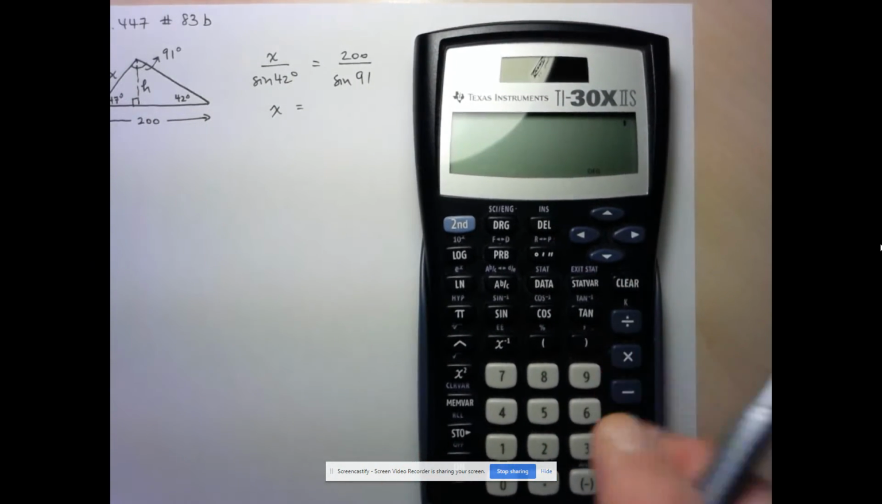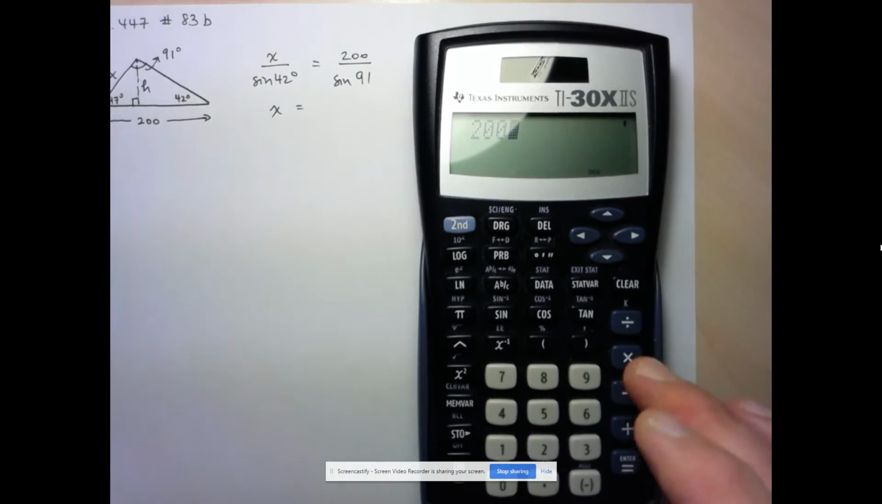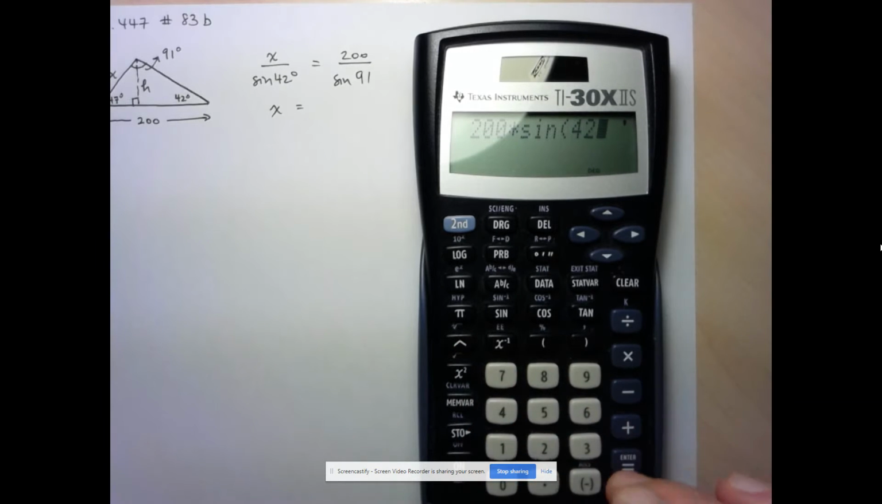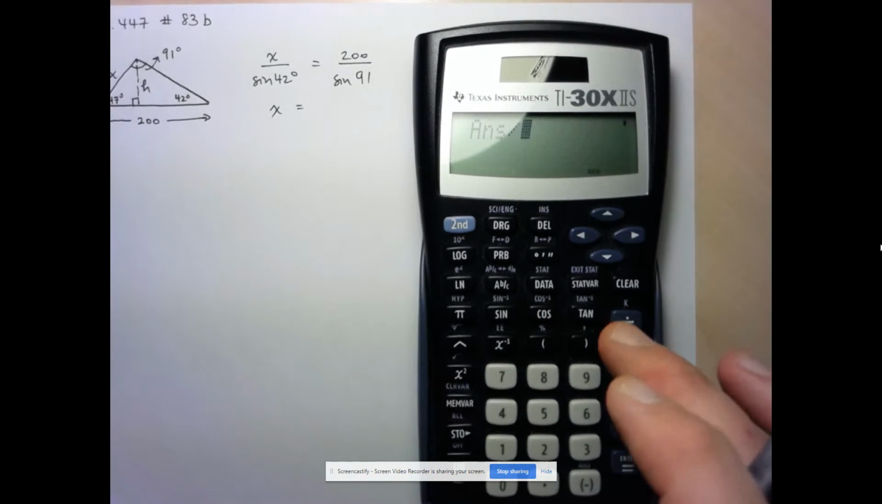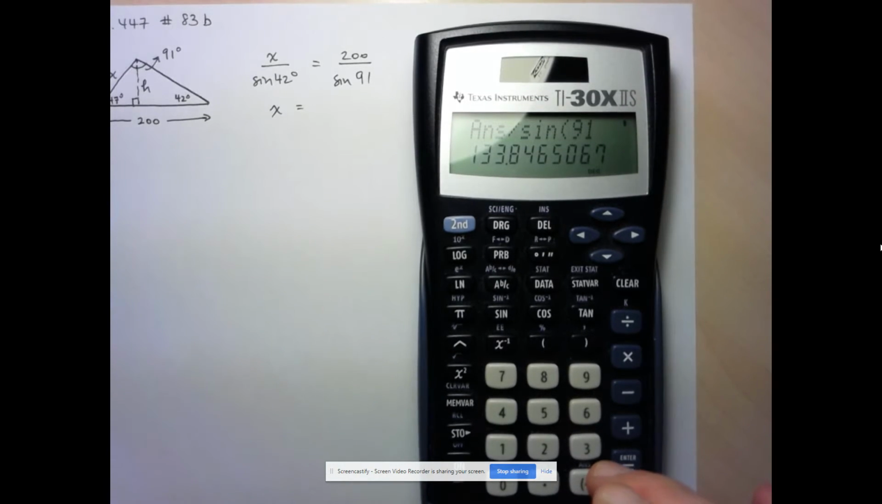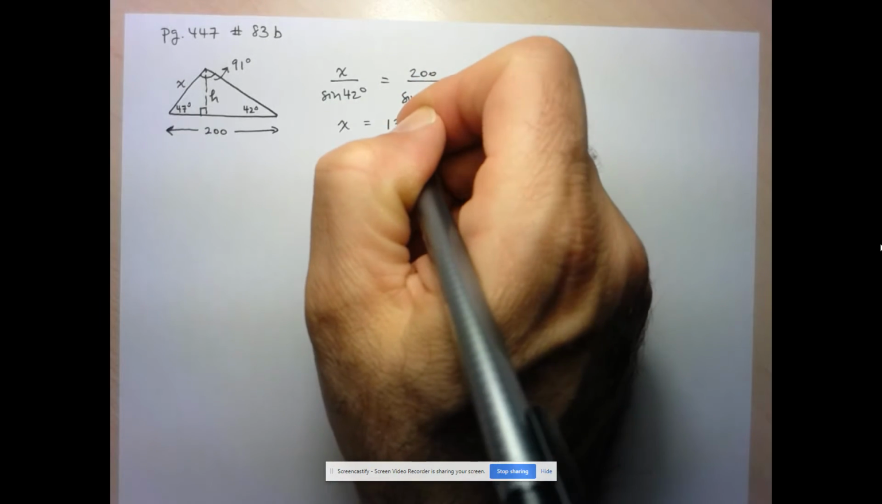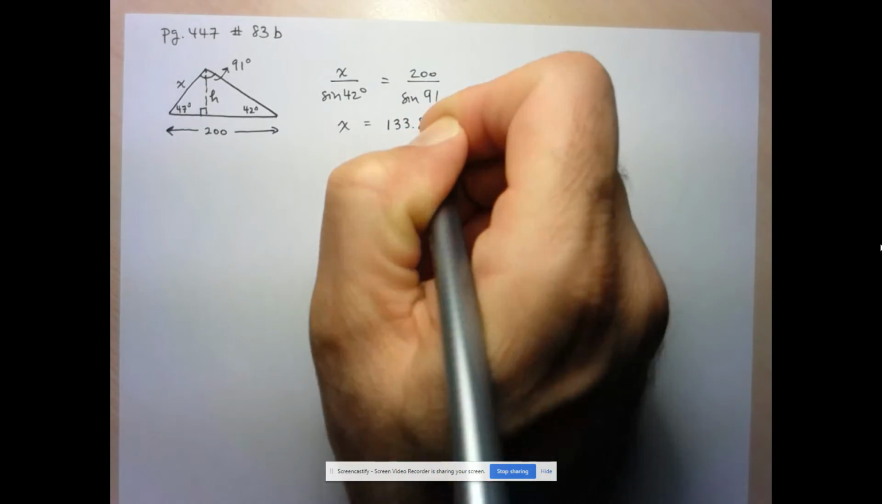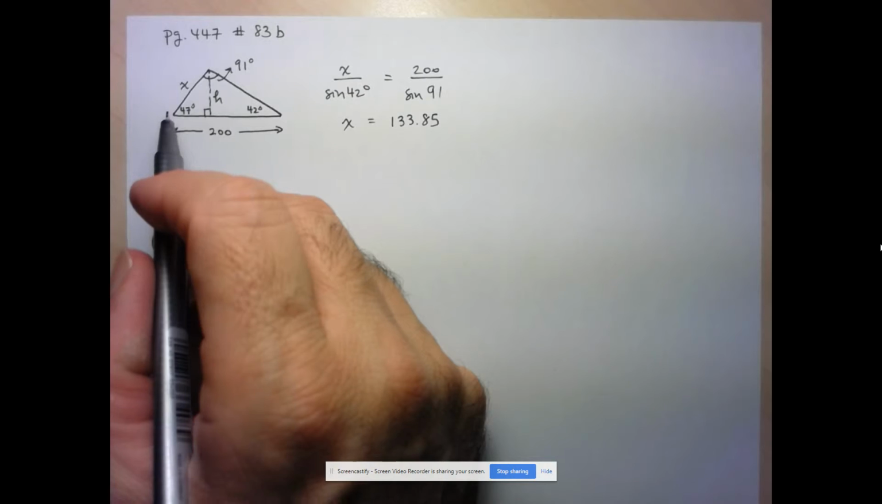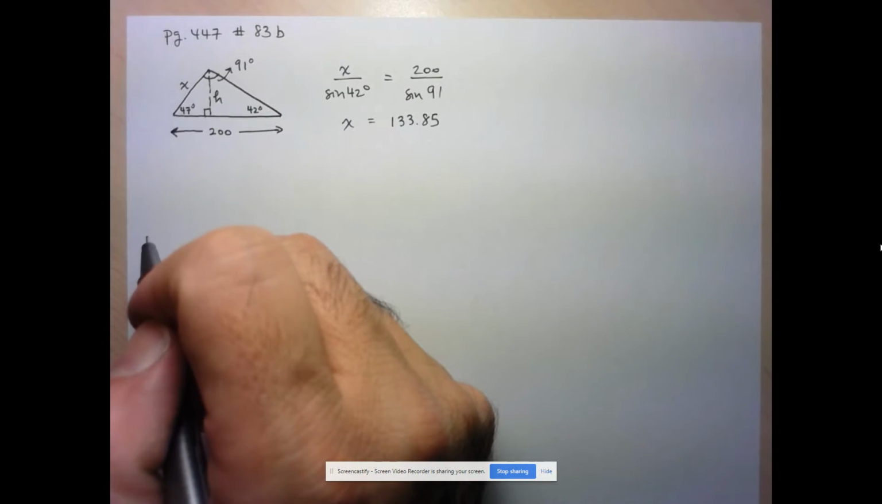I'm just going to multiply the sine 42 to the other side. So 200 times sine 42, divided by sine of 91. Okay, so we have 133.85. So x is 133.85. And now that I have this side length, I have enough information to work with that right angle triangle.